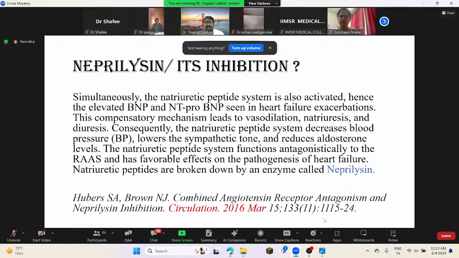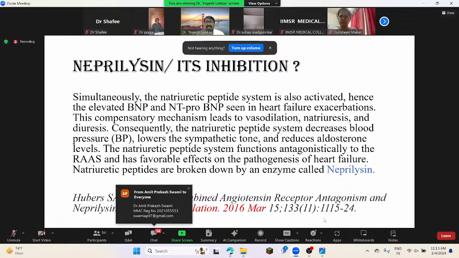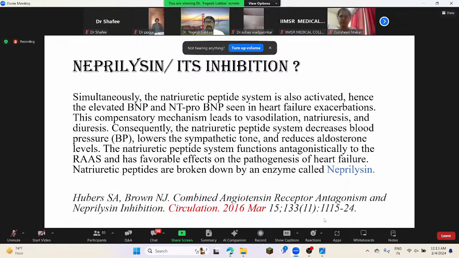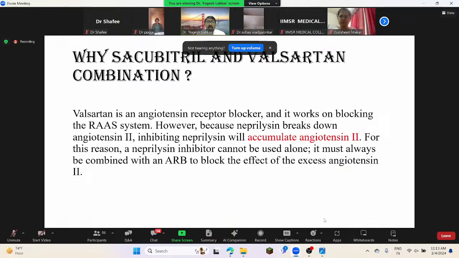Neprilysin, as we are discussing, is very important, right? In Circulation 2016, this study was published, combined angiotensin receptor antagonism and neprilysin inhibition. This is the area of interest of scientists and working physicians, where we can act upon. Why sacubitril and valsartan? They are to be used in combination. Valsartan is an angiotensin receptor blocker. It works on blocking the RAS system.